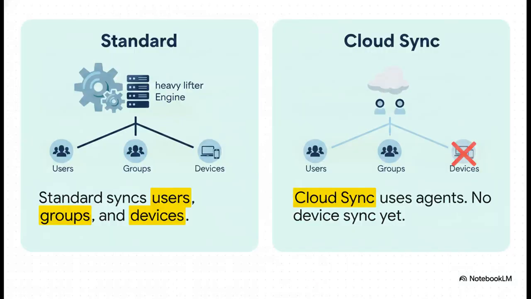When setting this up, you basically have two main choices. Standard Azure AD Connect is your heavy lifter. It syncs users, groups, and, crucially, devices. On the flip side, we have Azure AD Connect Cloud Sync. This one uses lightweight on-prem agents and actually drives the synchronization right from the cloud. Now, listen up because this is a super common architectural mistake. Do not deploy Cloud Sync if you heavily rely on syncing device identities. Why? Because right now, Cloud Sync just doesn't natively support device sync, so definitely plan accordingly.